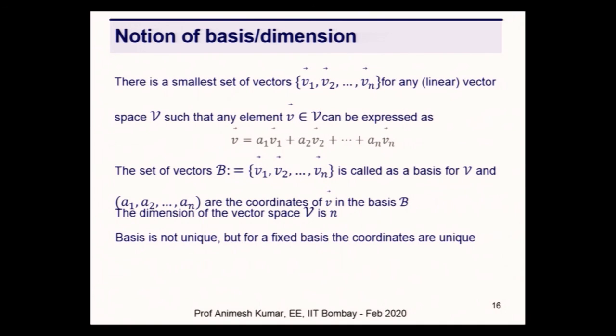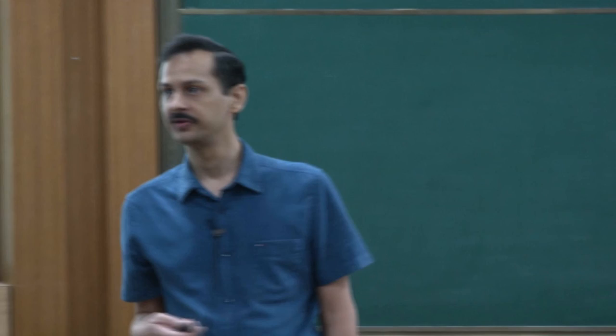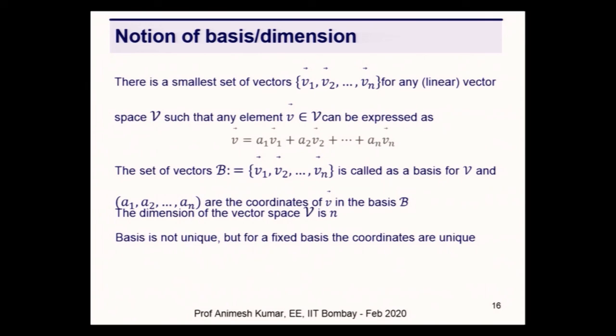So there are three things that show up here. One is that there's a vector space V, or a linear space V, and then there's this smallest set of vectors V1 to Vn, which are used to represent any vector in V as a linear combination of V1 to Vn. Now it turns out that the dimension of vector space V will therefore become n, which is basically the number of elements that are there in the basis set.